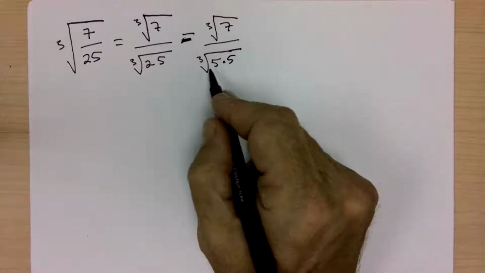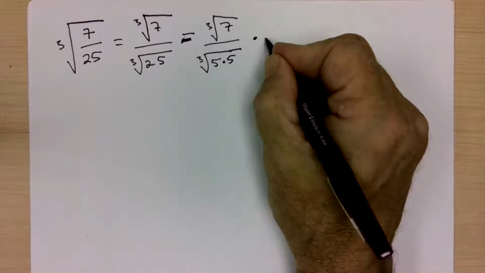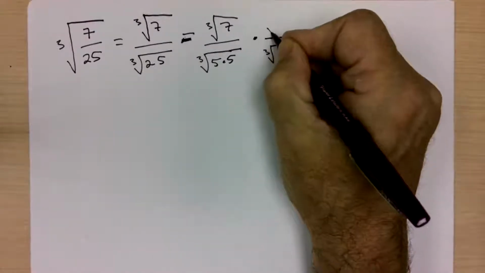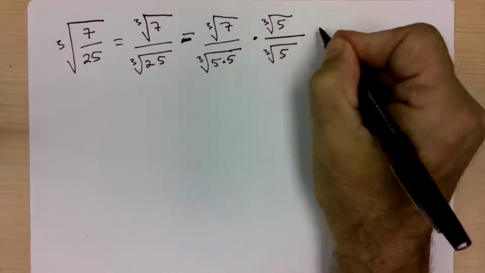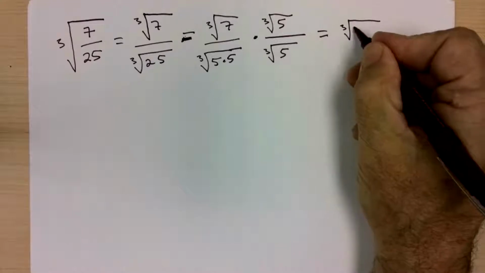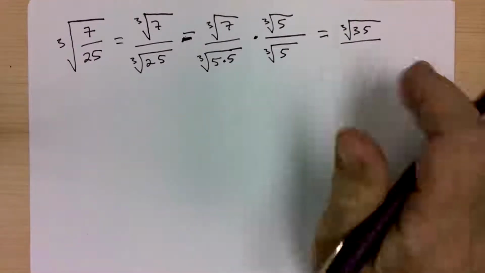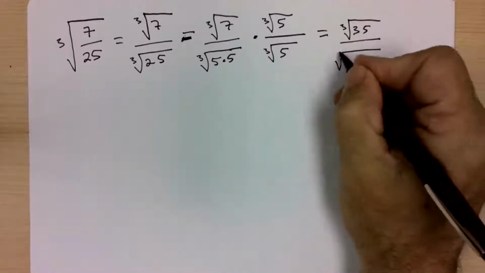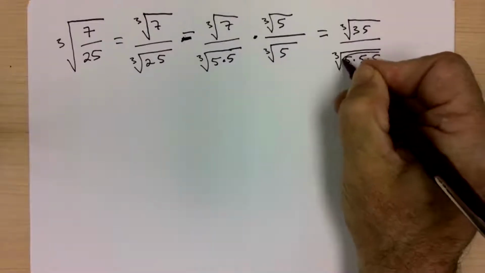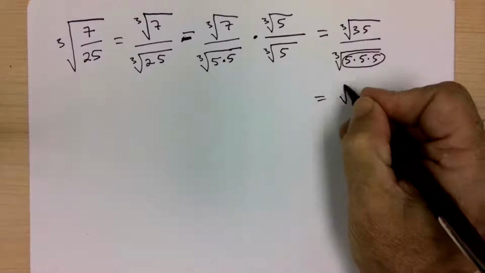But what else do I need to zap the cube root? I need 3 5s. So I've got to multiply the bottom by cube root of 5, multiply the top by cube root of 5. So on the top now, I have cube root of 7 times 5, cube root of 35. On the bottom, I have cube root of 5 times 5 times 5. And I need 3 of them to come out. So my answer would be cube root of 35 over 5.